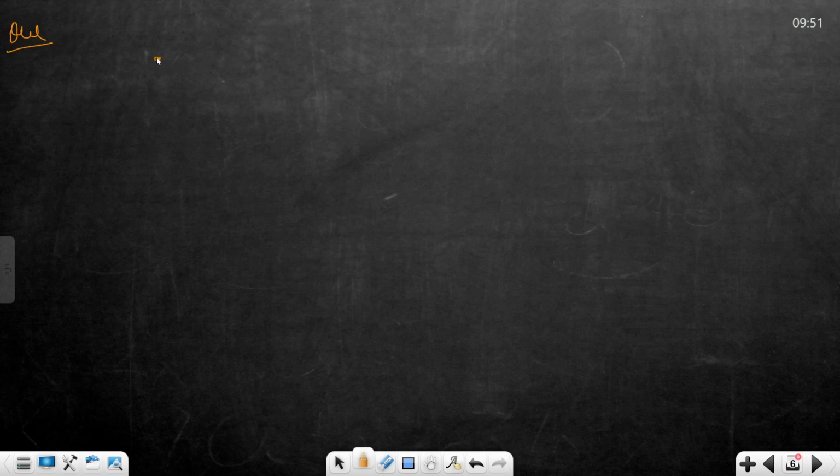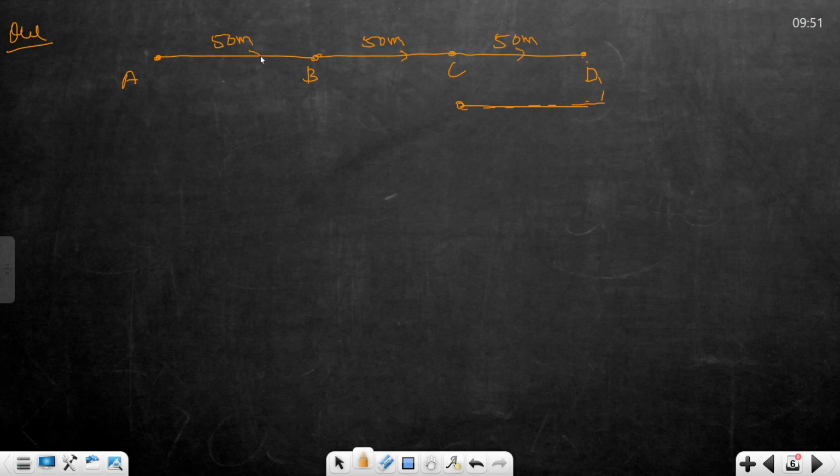The object is going A to B 50 meter, then B to C 50 meter, then C to D 50 meter, then it is taking a U-turn and it is coming back to the point C, to the point E, which is just nearby C. This is also 50 meter. I'm not writing this because you have to calculate yourself. This line is same. So 50 meter, 50 meter, 50 meter.